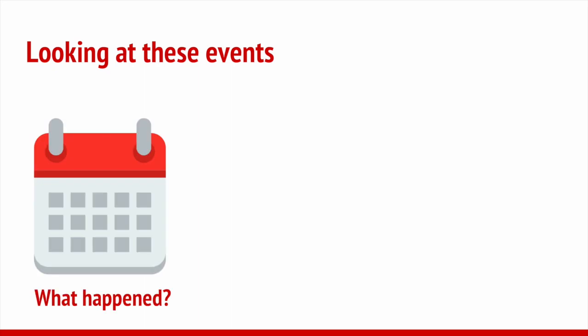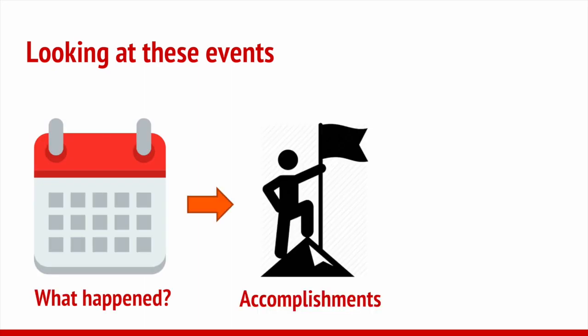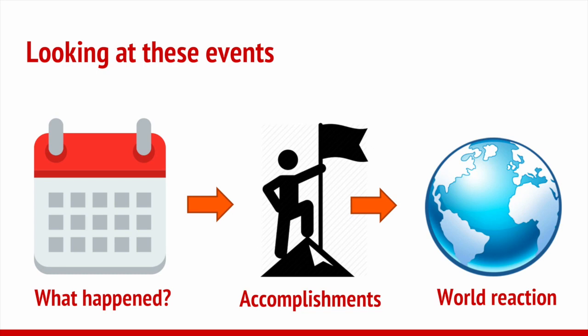Now, today we will be looking at three separate events, and I would like to provide a framework to help you better understand the perspective in which we are going to take. First, we are going to look at what happened during these three events. We're going to look at what was accomplished through the events. And then finally, we're going to take a look at the world reaction. So essentially, that's our framework that we are going to apply for each of these three different events.